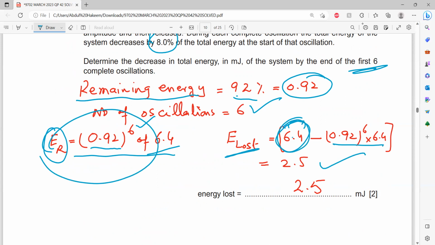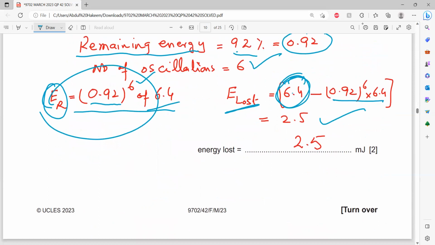So after each oscillation, 0.92, after first, 0.92 of energy first, and then after second, 0.92 of the first 0.92 E naught, and so on. So we have to multiply this 0.92 6 times, so 0.92 power 6 of 6.4. This is the remaining energy.